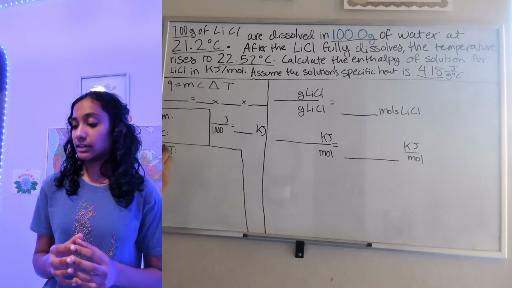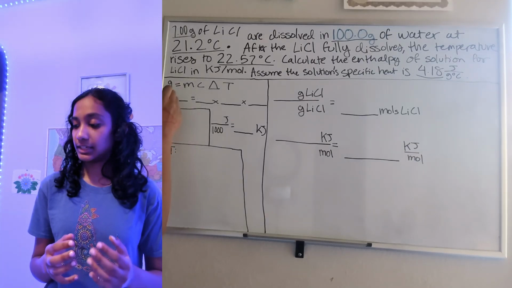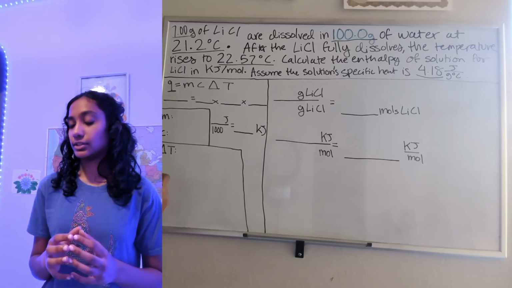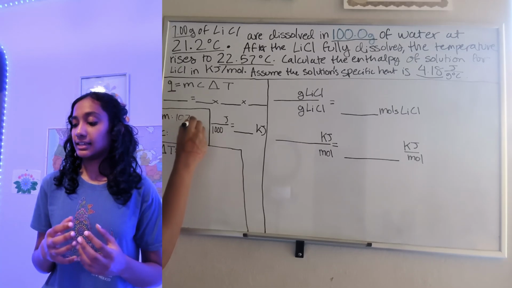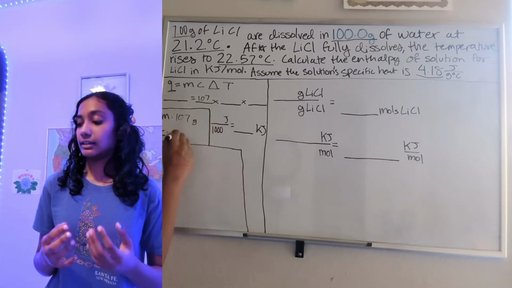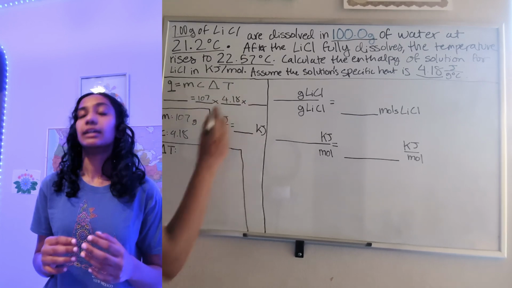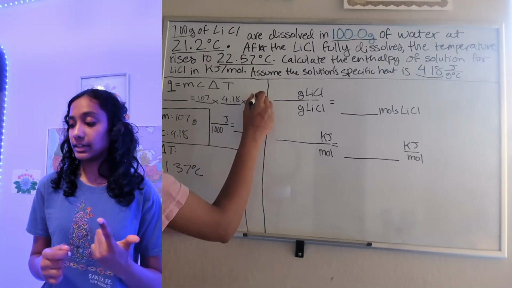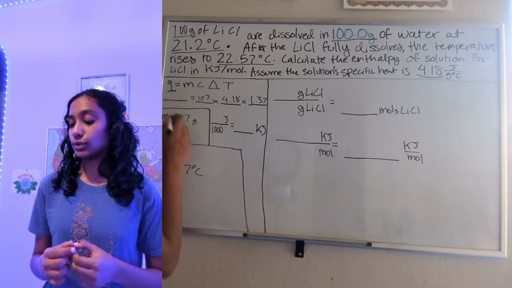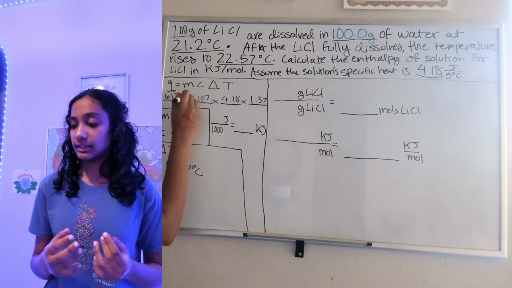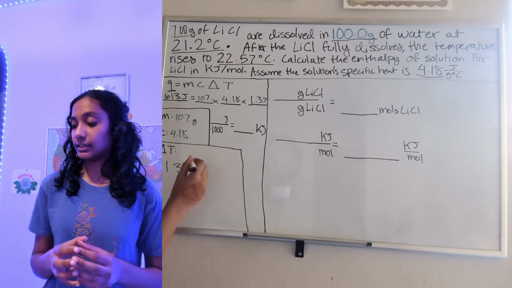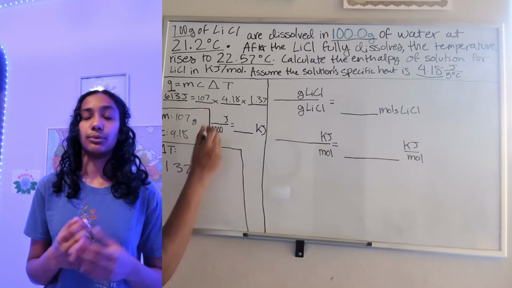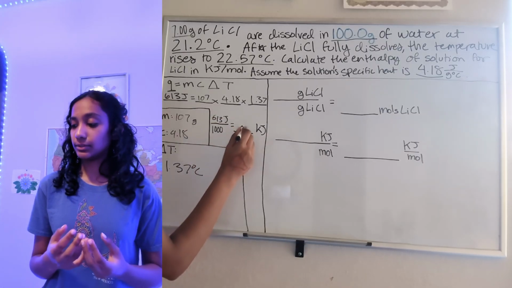So, with the information given, we first need to calculate the amount of joules of heat released with Q equals mcΔT. Our total mass for the solution is 107 grams, the specific heat is 4.18 joules per gram degree Celsius, and the temperature change, which is final minus initial, is 1.37 degrees Celsius. 107 times 4.18 times 1.37 gives us roughly 613 joules of heat produced. Since the problem is asking us to calculate for the enthalpy of solution in kilojoules per mole of reaction, we have to divide this number by 1000 to give us 0.613 kilojoules.